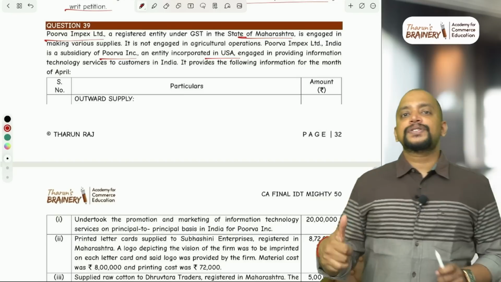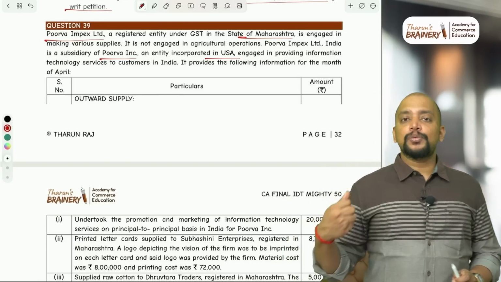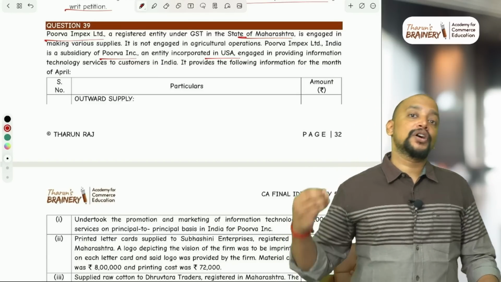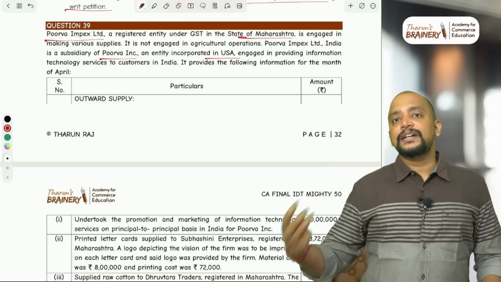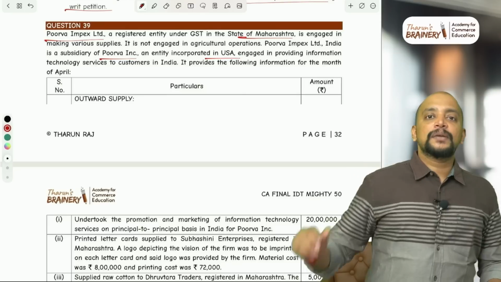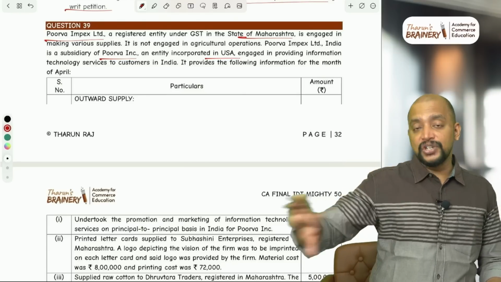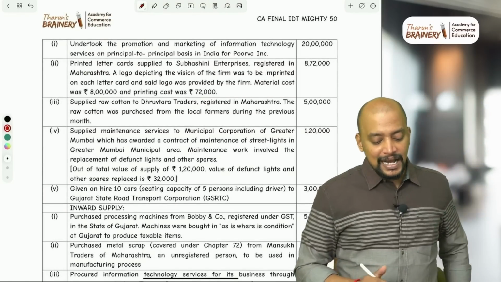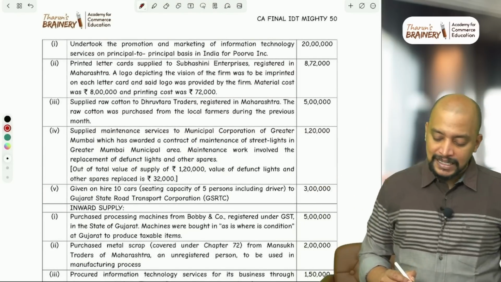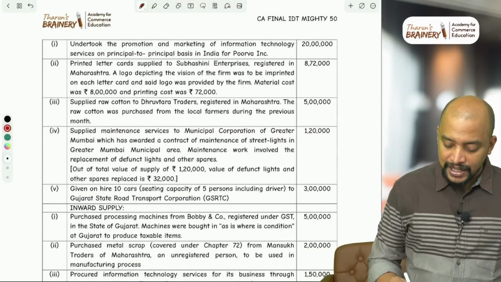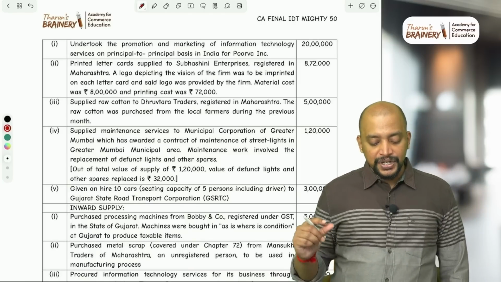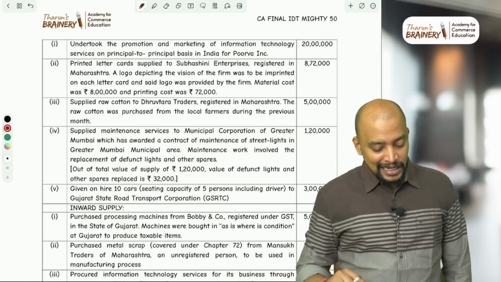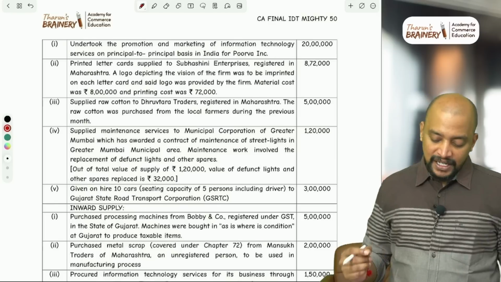Statement 1, so statement showing GST payable on outward supplies under FCM. Number 2, statement showing GST payable on inward supplies under RCM. Statement 3 will be ITC, and statement 4 will be computation of net GST payable. Okay, then next one, printed letter card supplied to Subhashini Enterprises registered in Maharashtra. A logo depicting the vision of the firm was to be imprinted on each letter card, and the said logo was provided by the firm.